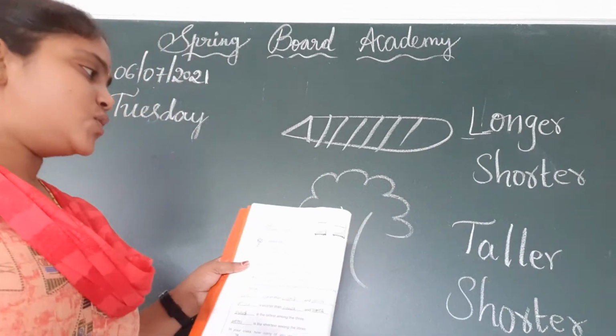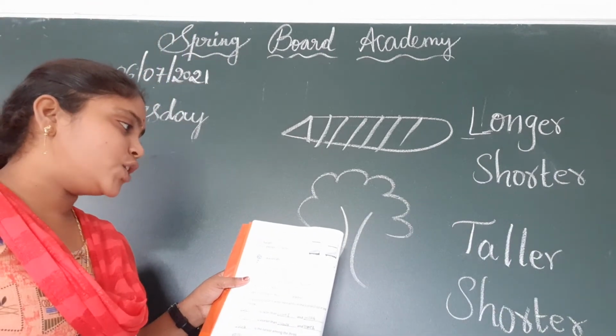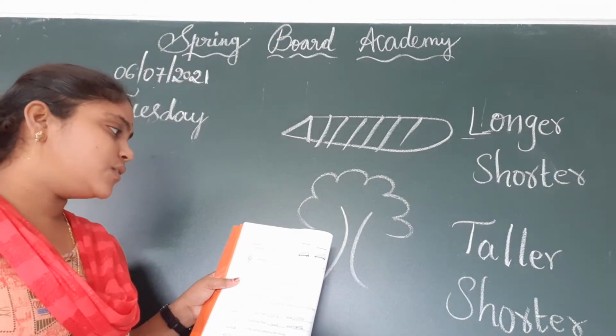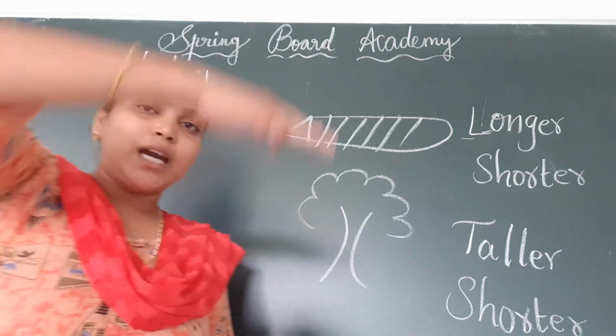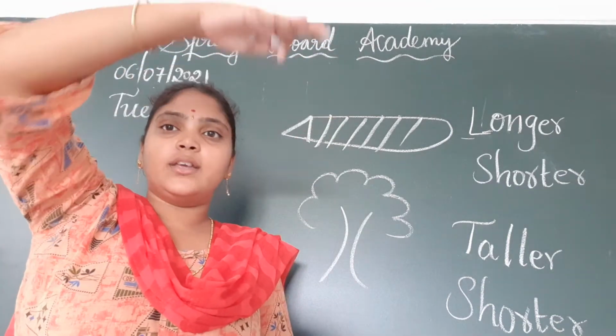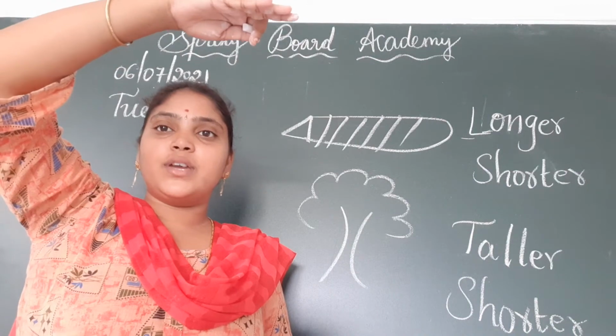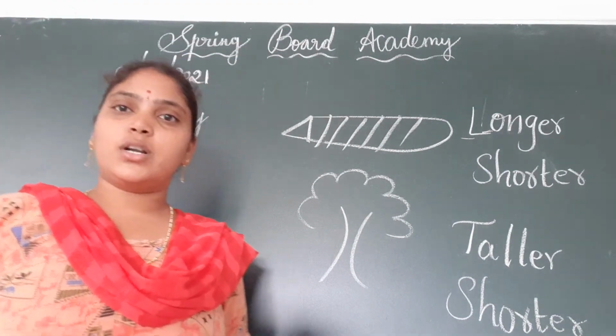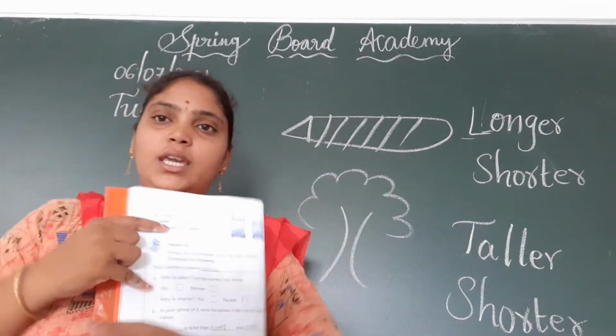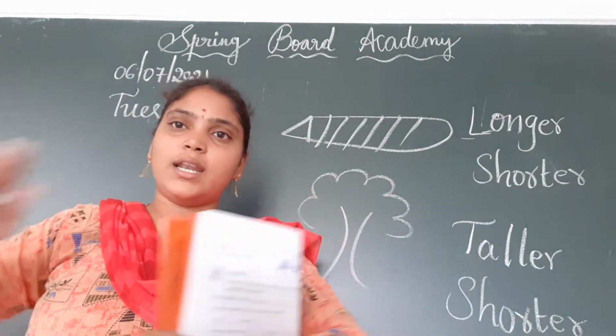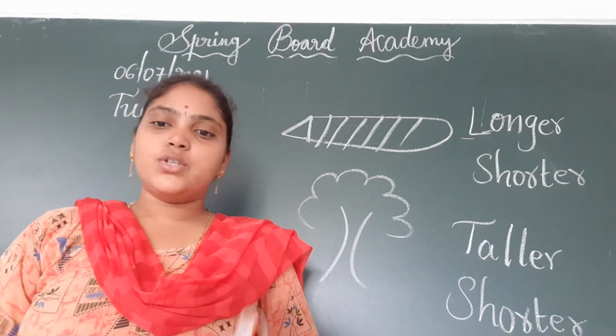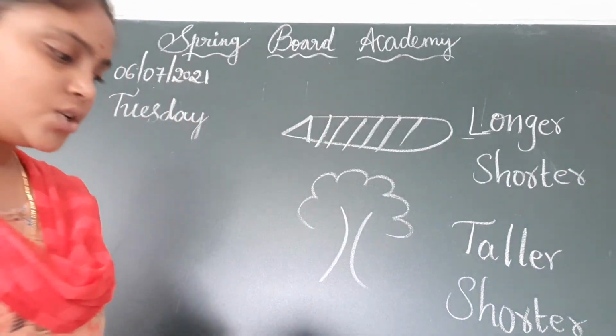If we measure this way, we measure the height of objects and use the words taller and shorter. So we are measuring this height. We are measuring height, so what are we using? Taller and shorter. So for each, are we measuring height or length, children? We are measuring height. So that's why we use taller and shorter.